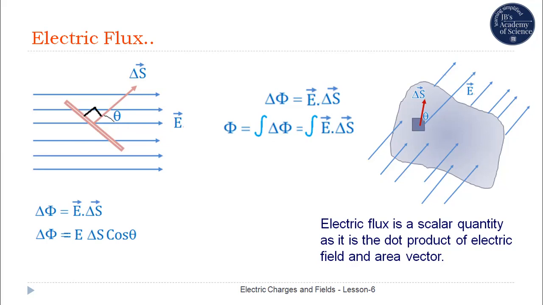Electric flux is a scalar quantity as it is the dot product of electric field and area vector. Remember, electric field is a vector quantity. Electric flux is a scalar quantity.